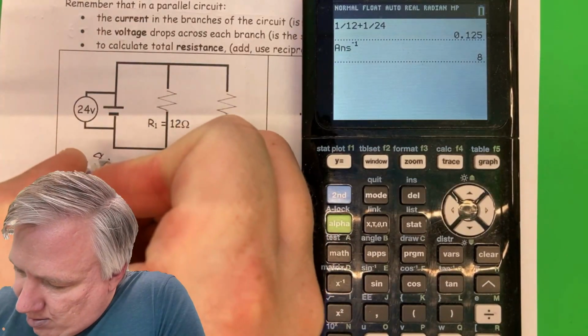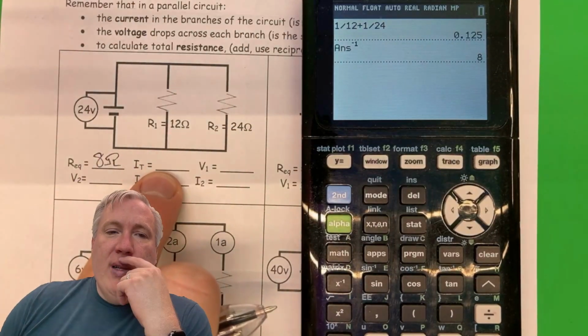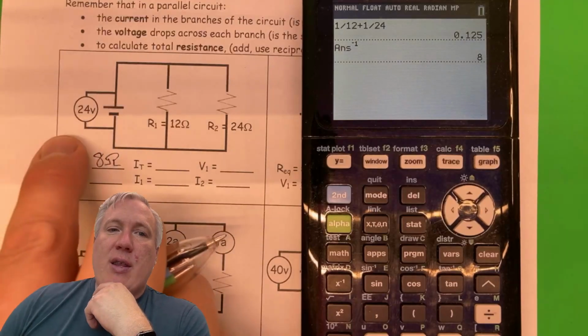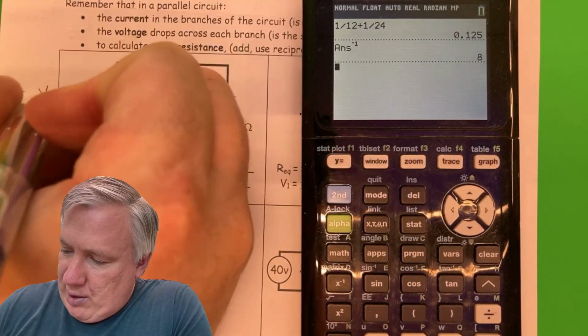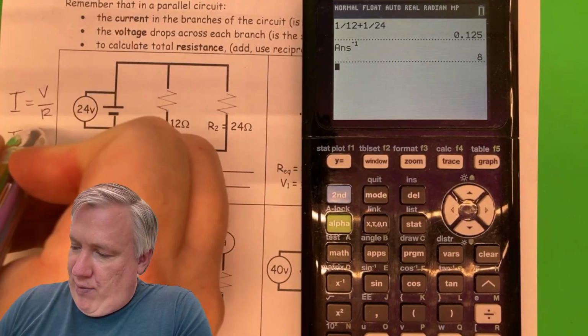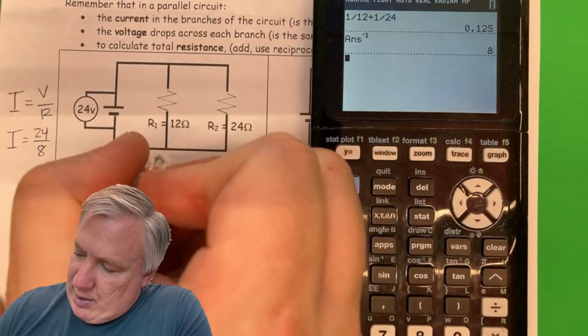8 ohms, equivalent resistance. So now when I look at current total, well, now I know the total resistance, equivalent resistance is 8, and the voltage is 24, and current is voltage divided by resistance. So I just go current is 24 volts divided by 8, and the total current is 3 amps.